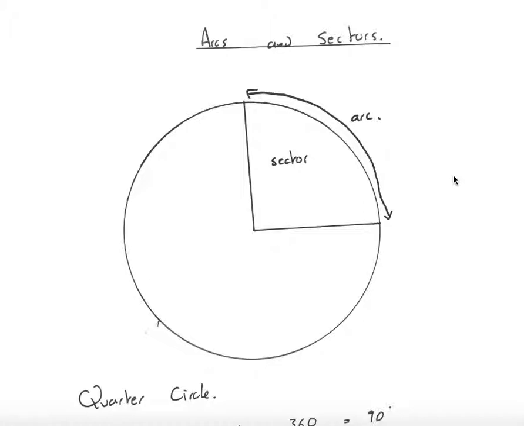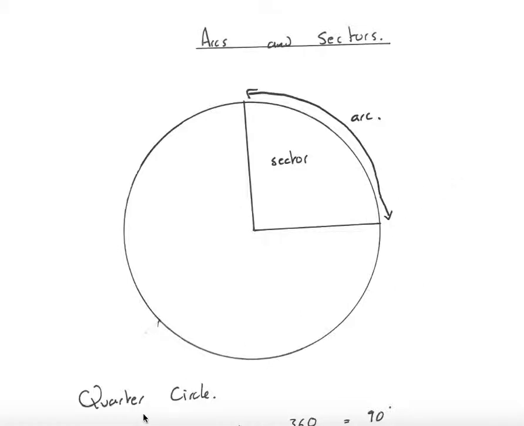Before we start, you have to be quite clear about the formulas for circumference and area. So hopefully you remember that circumference is 2 pi r and area is pi r squared. Those are the formulas for the circumference of the whole circle and the area of the whole circle.